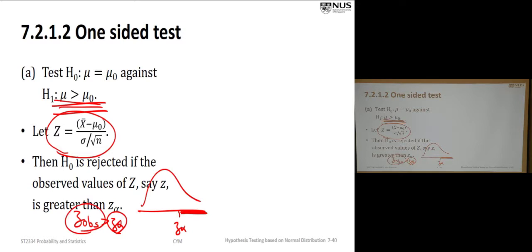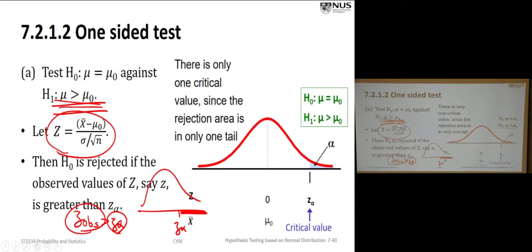Get the data, compute Z observed, which means you compute x bar minus mu naught over sigma over root n. So this is the picture, and this is the alpha. You check if your observed value falls here, then you reject the null hypothesis. On this side you do not reject.